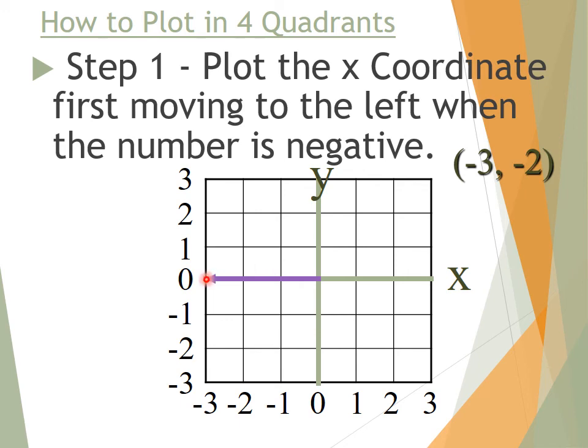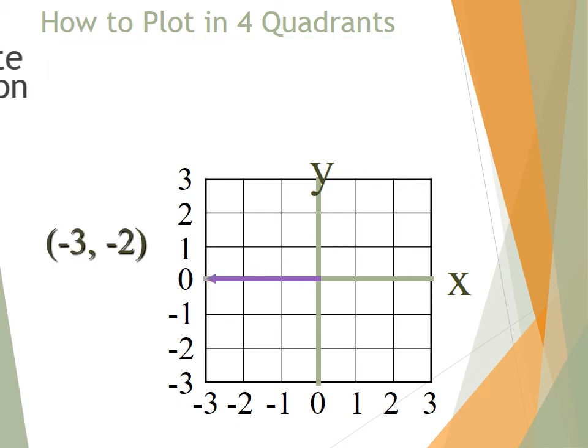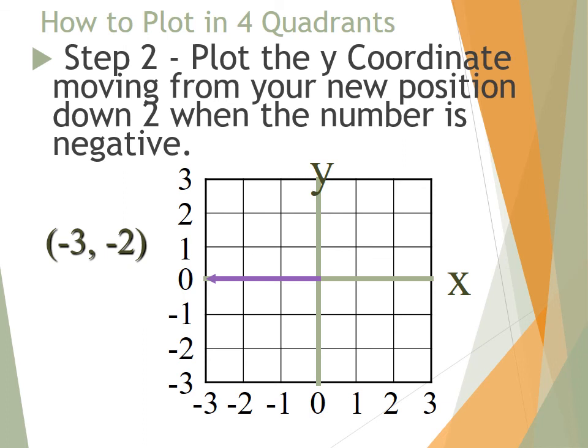Now starting from this position, we will plot the y coordinate, moving down from your new position when the number is negative. So we have -2 right over here. So from this new position, we'll move down by how much? -2. So this is the position of the coordinate -3, -2.